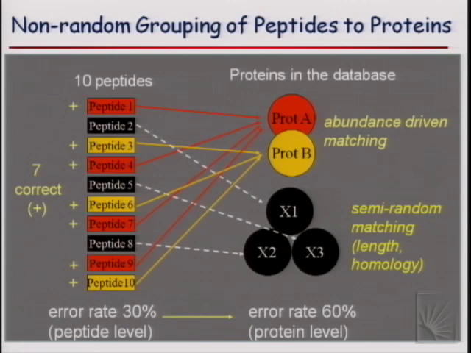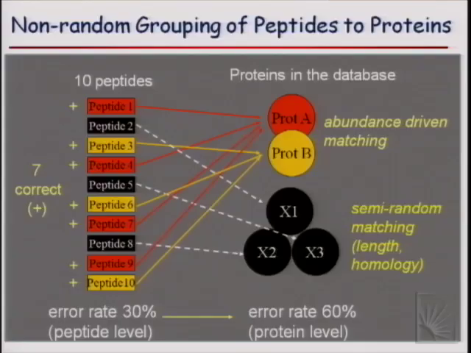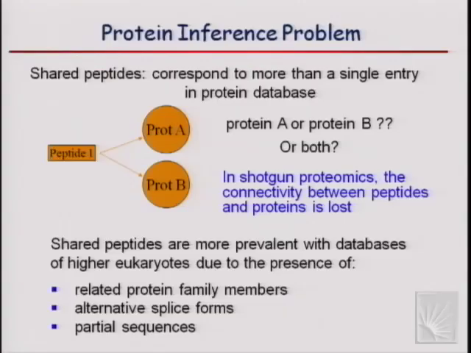So, because the databases are typically much larger than the number of proteins that we identify, a lot of peptides match to different entries in the database if they are incorrect matches. So that leads to the inflation in the error rates at the protein level. Like in this example, the error rate goes from 30% at the peptide level to 60% at the protein level, right? So you see how immediately there is a problem because of this non-random, what they call non-random grouping of peptides. So I'll come back to this a little bit later.